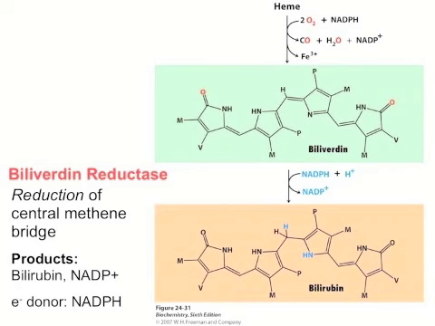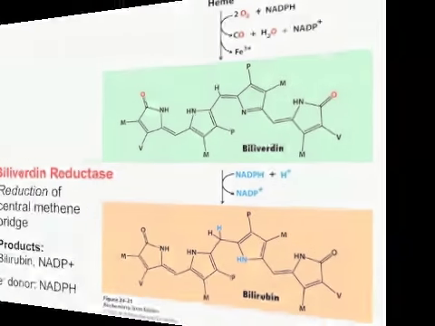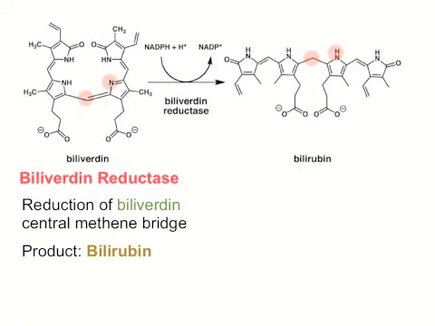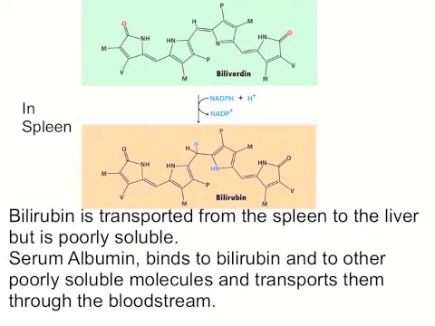And we have a reduction of the central methane bridge. Again, here we see the same reaction that's catalyzed by biliverdin reductase. Sometimes it helps to see things in a different way so that we can see where the sites of reduction really are. Again, NADPH is used as the electron donor, and it is oxidized to form NADP+, whereas biliverdin is reduced to form bilirubin. Subsequent reactions necessary for catabolism of bilirubin happen in the liver.